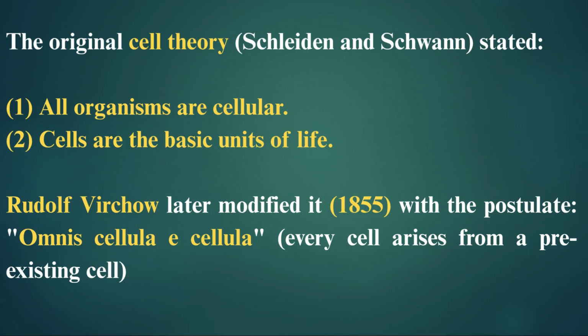The original cell theory stated: 1. All organisms are cellular. 2. Cells are the basic units of life. Rudolf Virchow later modified it in 1855 with the postulate omnis cellula e cellula. Every cell arises from a pre-existing cell.